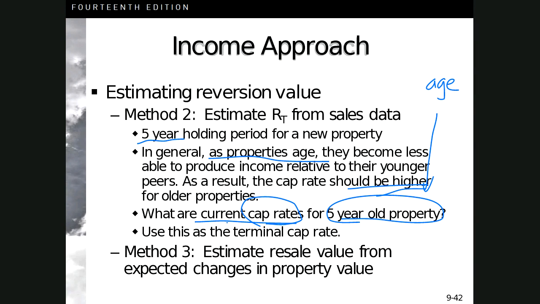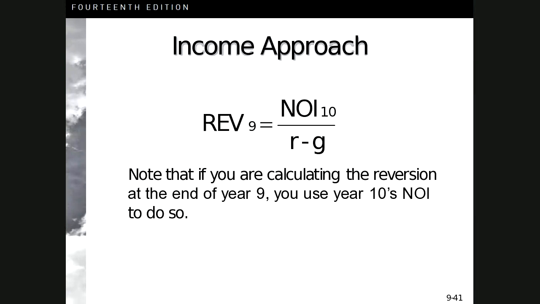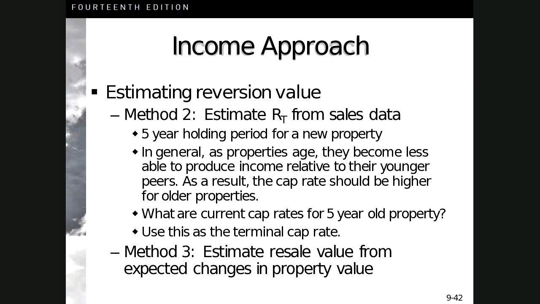Okay, so on top of these 2 methods: method number 1, we use what? More like a discounted, not discounted dividend, but discounted net operating income kind of model. The second one is what? Estimating the cap rate from the sales data. And the third one now is we want to estimate the resale value from the expected change in property value.